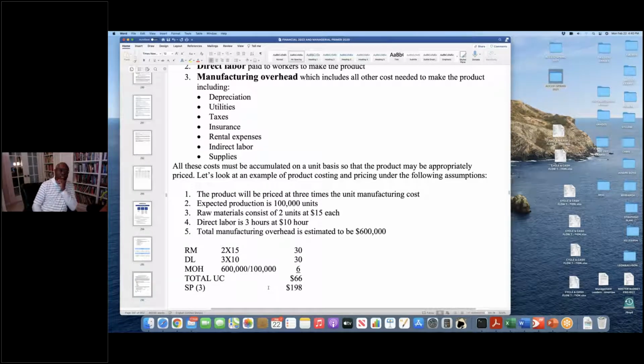So this is the starting point, coming up with the unit cost of the product. Okay, unit cost of a product.